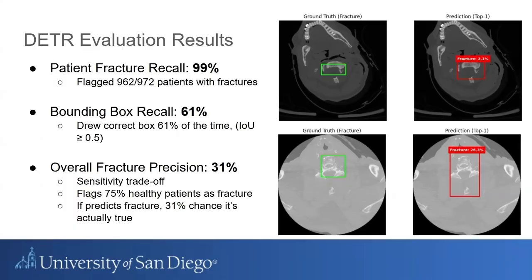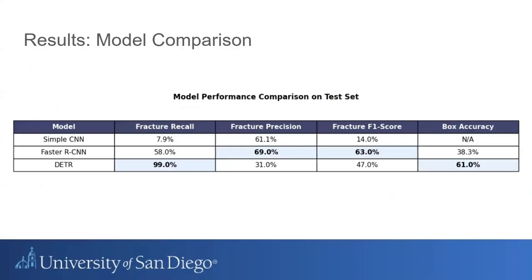flagging some healthy patients. And here we compare the final test set results for all three models, looking at classification report metrics like fracture recall, precision, and F1 score, as well as the detection metric for bounding box recall or box accuracy. The simple CNN missed too many fractures and had the lowest recall. The Faster R-CNN provided a balanced performance with the highest precision and F1 score, but only 58% recall. In a real-world clinical setting, this equates to missing roughly 4 out of 10 fracture diagnoses.